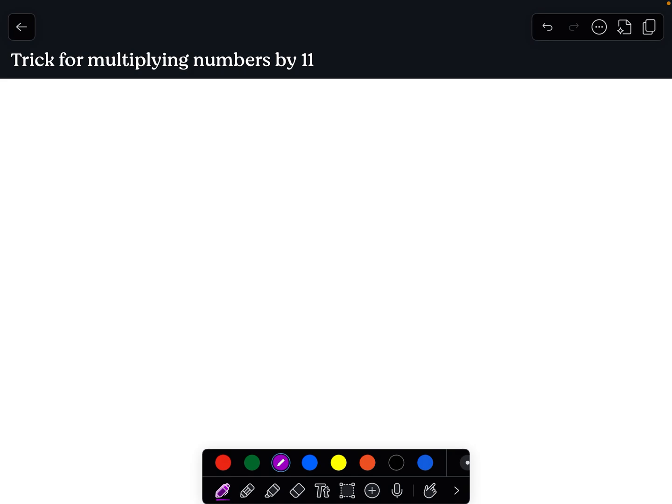Like, let's take the number 16 and multiply it by 11. Most people don't know this by heart, but there's a little trick, and I'm going to show you what that trick is right now. So you have the number 16 here, and you're going to take the first digit, and that's going to be the first digit of your answer.